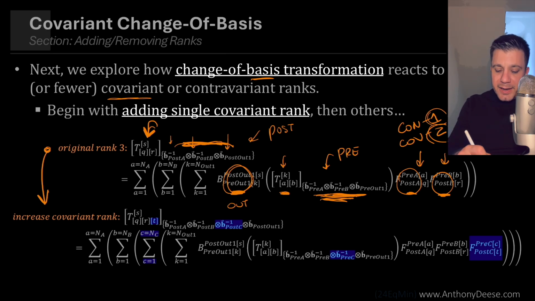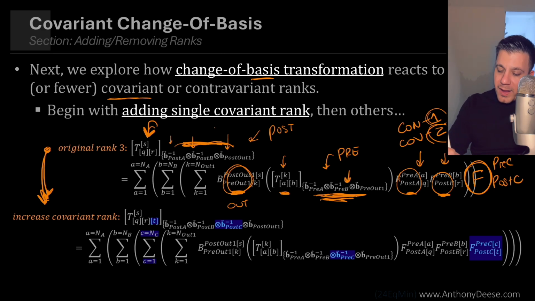Now, if we increase the covariant rank, you can see here we're going to need to add an additional forward transform matrix that's going to be associated with the new input. We're going to need to add a new basis in there as well as in there. Right? The number of bases for the pre and post transform coordinate matrix should be the same, and then we're going to need an additional sum in order to facilitate the summation-based form. And that's what we have down here.